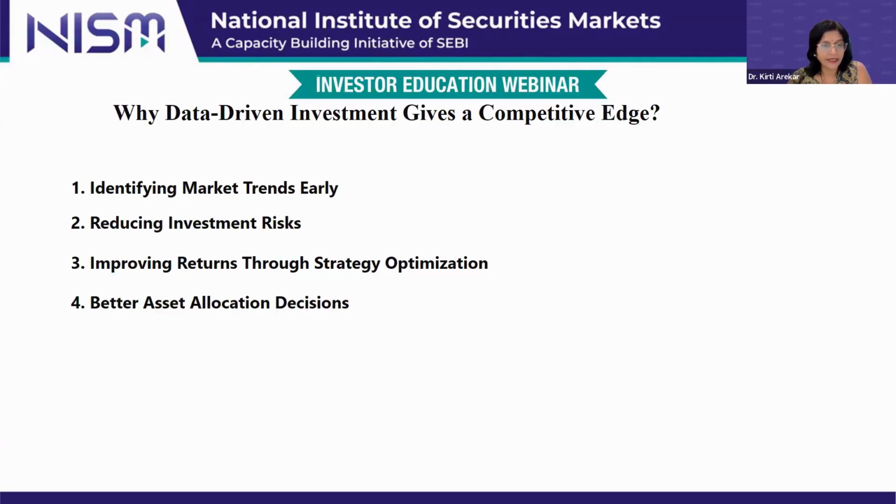Now second, reducing the investment risk. Whenever we are making investments, risk is an important factor. There are always tools available that help in measuring and minimizing our risk factor. For example, investors use value at risk, VAR coefficients, then beta coefficients, standard deviation, and stress testing using historical data.